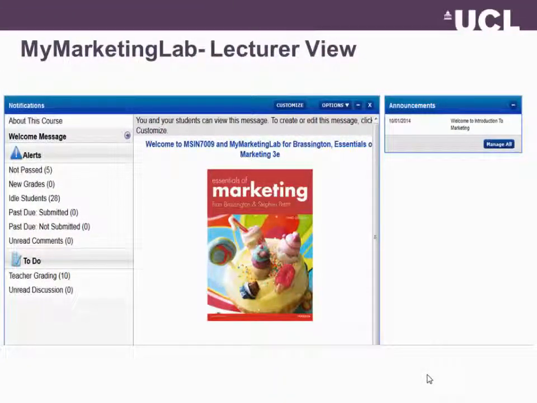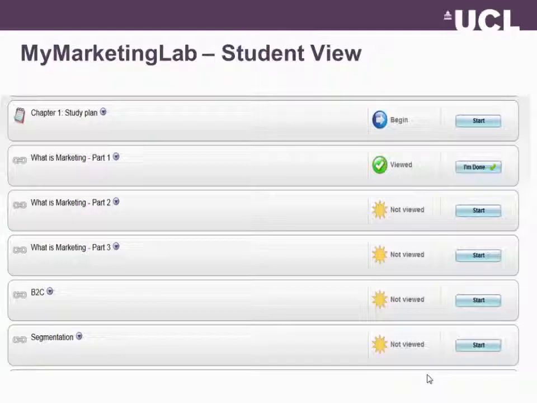And this is the resource you use, this essential marketing within MyMarketingLab. This is usually available as a standalone resource, but she wanted to integrate it within Moodle. So students were able to see something like this, where it's chapter, number, study plan, and work their way through this with a little checklist. And as they went through that, various things were marked as viewed, very similar to many of the other resources that we've seen.